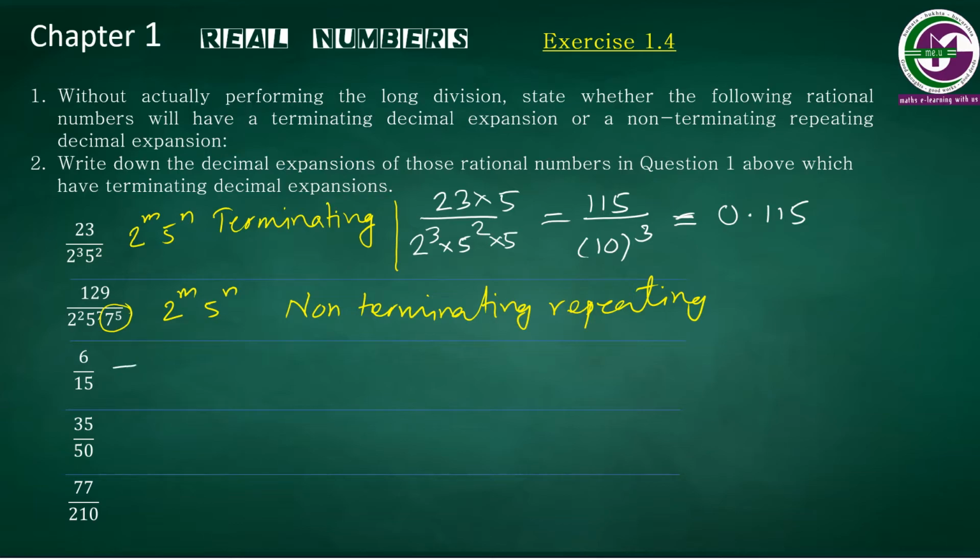Next question. 6 upon 15. The denominator can be factored as 3 times 5. Actually, we have a 3 extra in the denominator, which is not in the form of 2 raised to m times 5 raised to n, but this 3 is a factor of the numerator also. You can cancel out 3. So 6 is 3 times 2, right? 3 and 3 cancel out. So we'll get 2 upon 5. Now the denominator is only 5, so it is terminating.